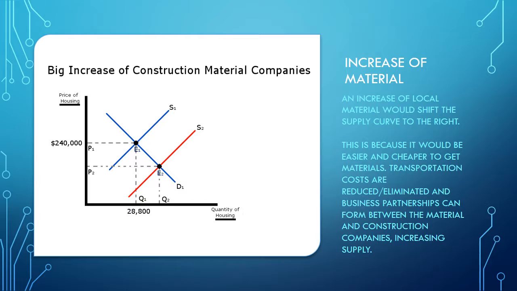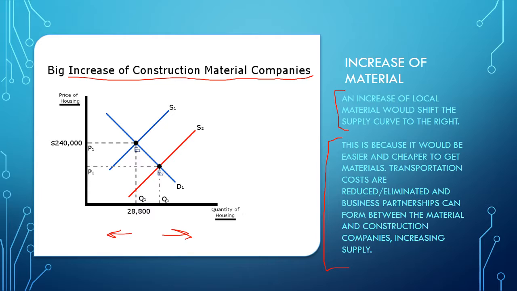So for the past two graphs, we were able to see how demand increased or went to the right, and how it decreased or went to the left. For this scenario, we're asked to change the supply of our graph, and to do this I went ahead and went with the increase of construction material companies. So an increase of local material would shift the supply curve to the right. This is because it would be easier and cheaper to get materials. Transportation costs are reduced or eliminated, and business partnerships can form between the material and construction companies, increasing supply.